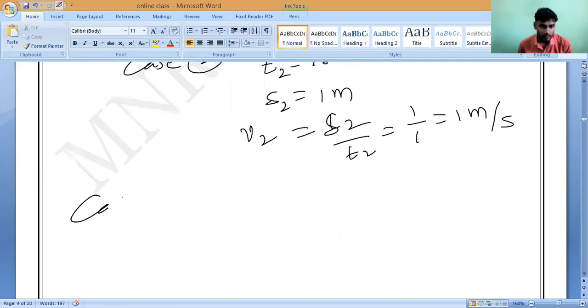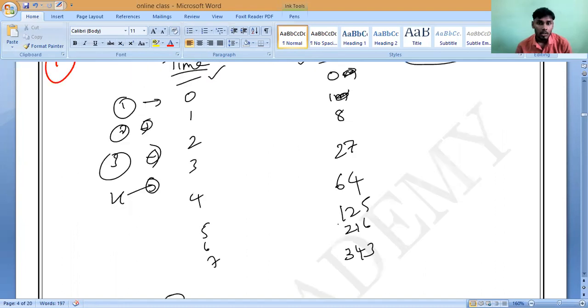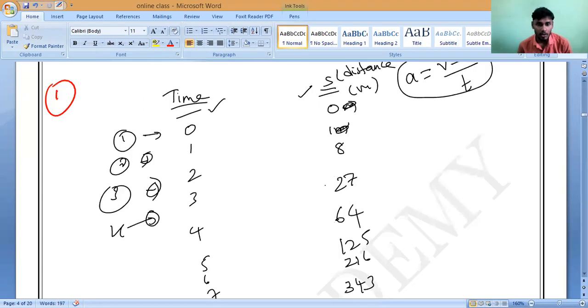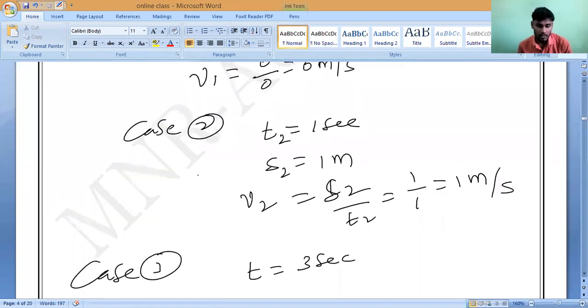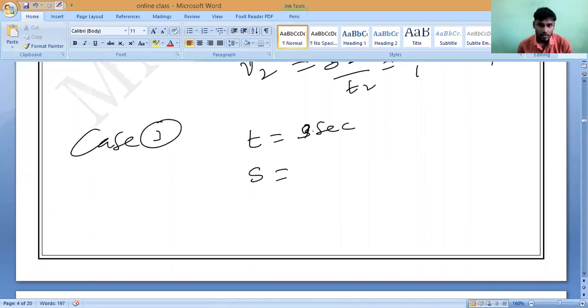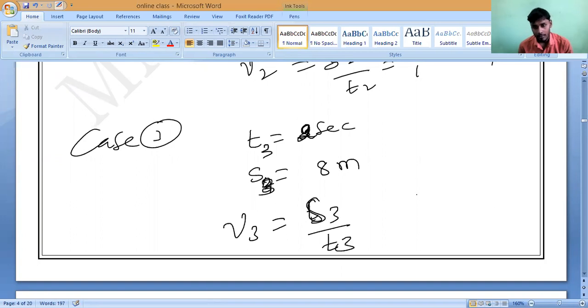Case 3, what is the time? Time equals 3 seconds. What is the distance? Distance equals 27 meters. Wait, 2 seconds we missed it, correct? We have to do 2 seconds first. So 2 seconds means how much? Distance equals 8 meters. This is T3 and this is S3. So now what is V3? V3 equals S3 divided by T3, which is 8 by 2. So 2 fours are 8, which equals 4 meters per second.